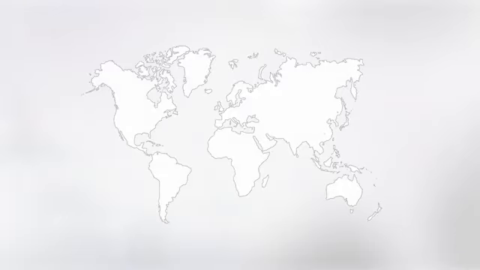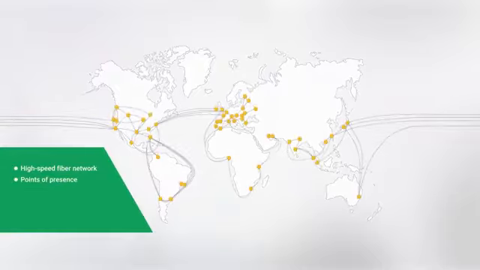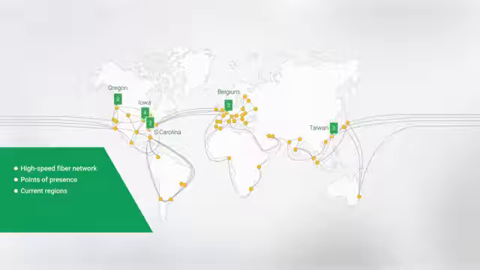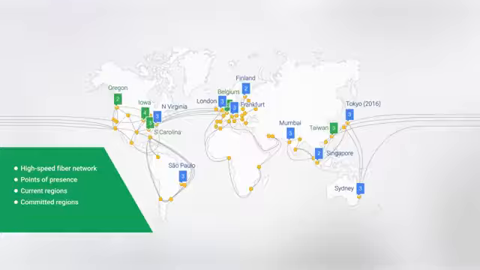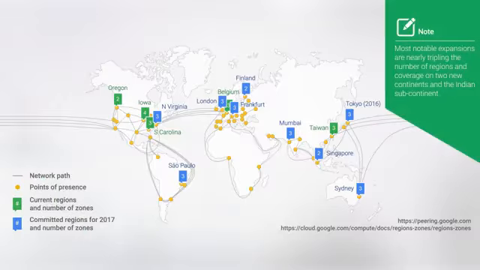Here is a complete picture of Google's cloud network with high-speed fiber network paths in gray, points of presence in yellow, and current regions with number of zones in green. The committed regions for 2017 and number of zones are in blue. Most notable expansions are nearly tripling the number of regions and coverage on 2 new continents and the Indian subcontinent.